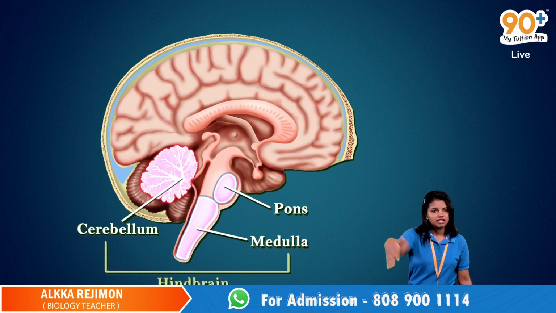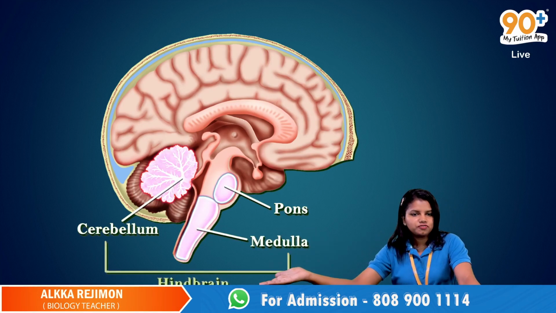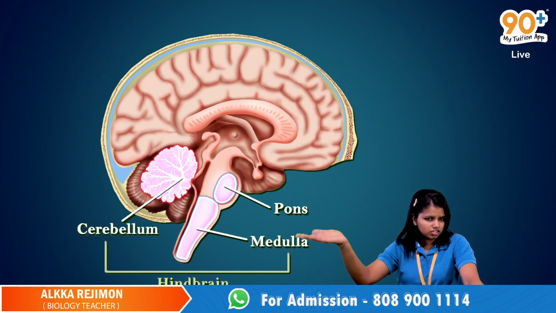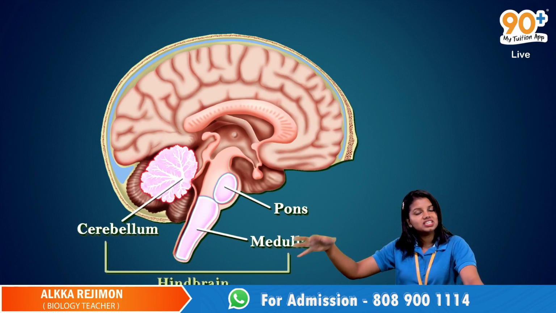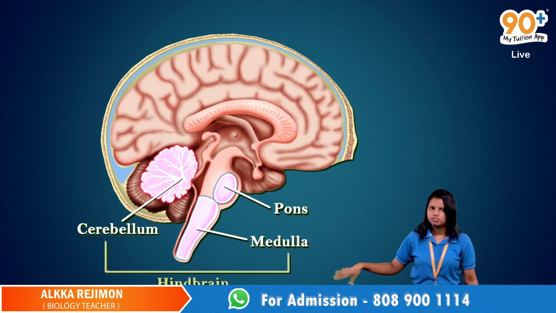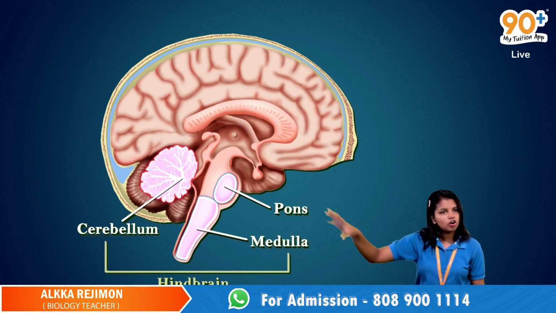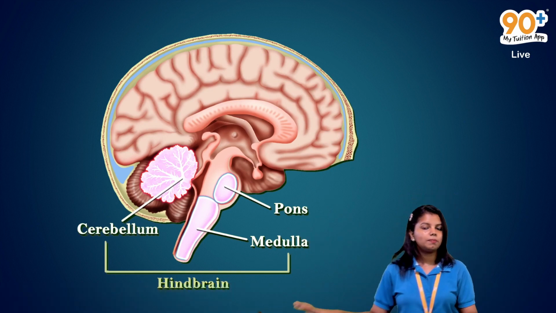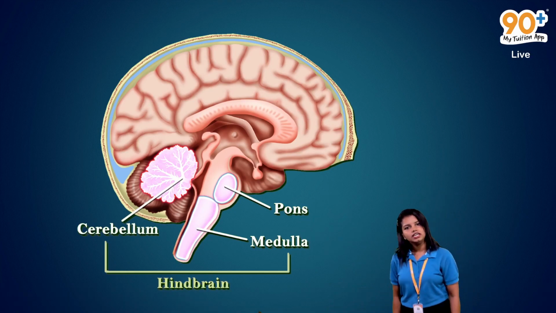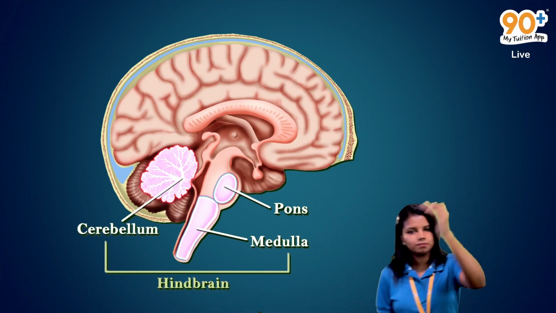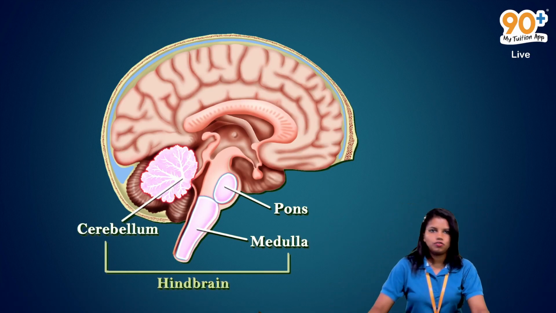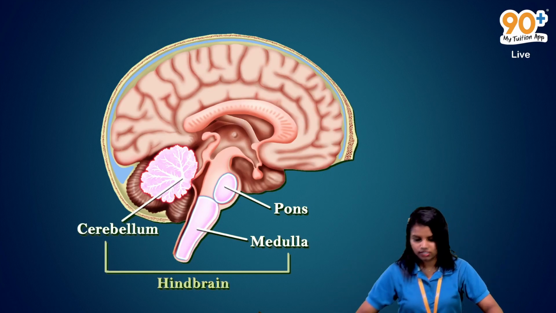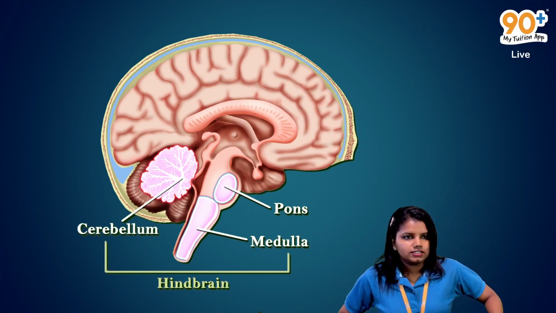Just after the medulla, you can see the spinal cord emerging from this region. So the cerebellum, pons and medulla together constitute the part called the hindbrain. So that's about the forebrain, midbrain and hindbrain of the brain structure. Okay, thank you.